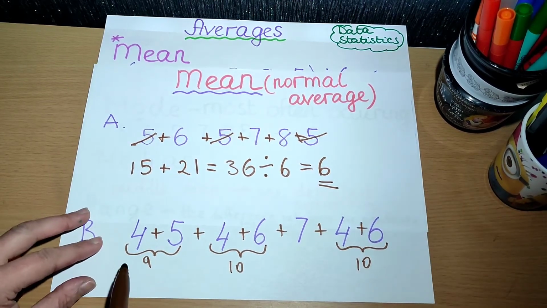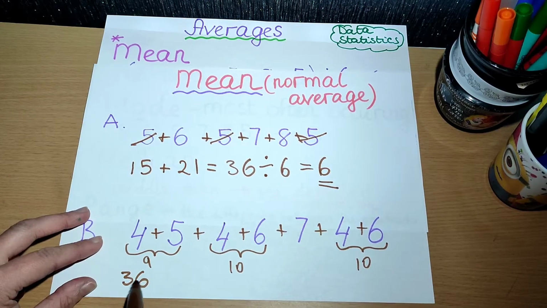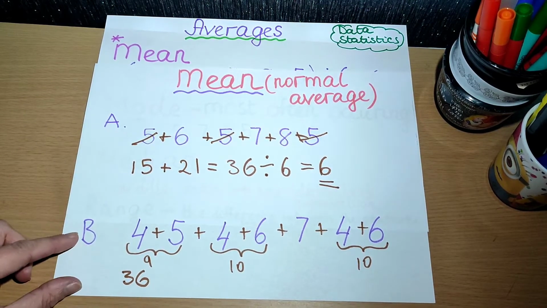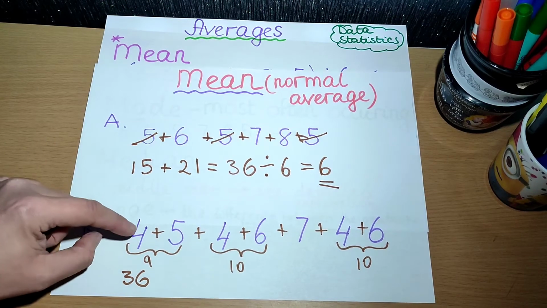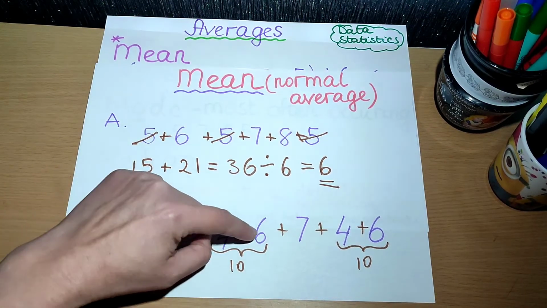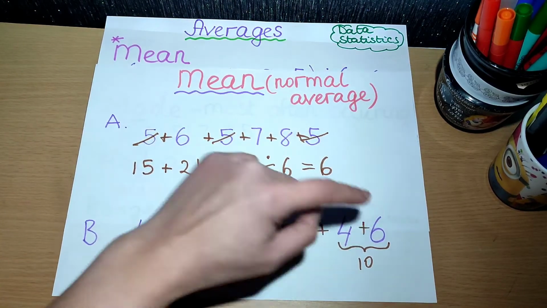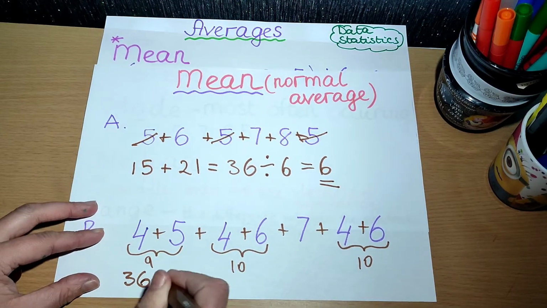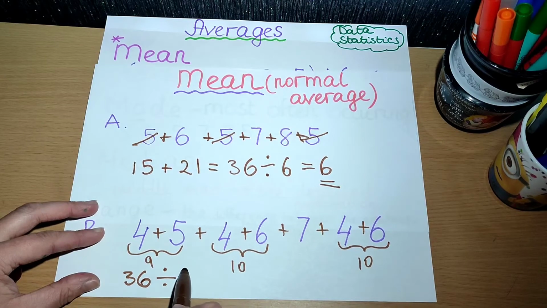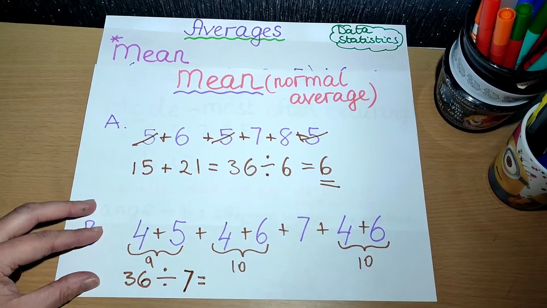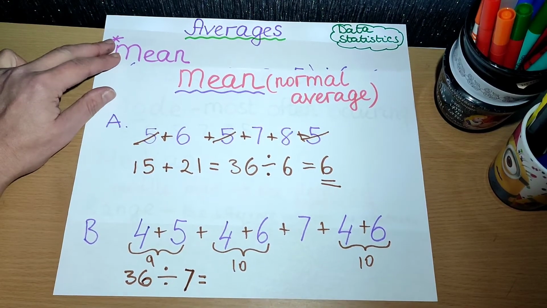I'm going to have 36. Okay, but how many numbers do I have? 1, 2, 3, 4, 5, 6, 7. So I need to divide 36 by 7. I'm not going to have a round number. I'm going to have a fraction or a decimal.